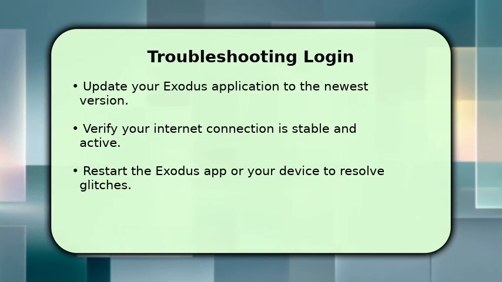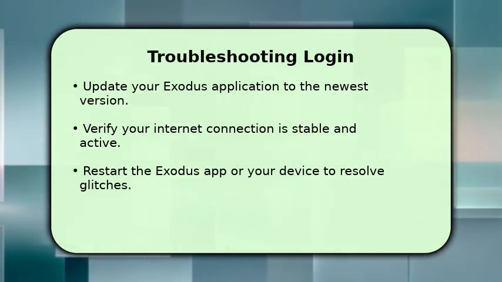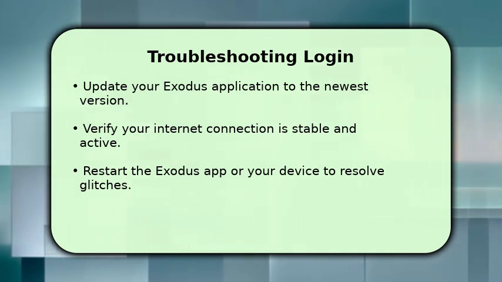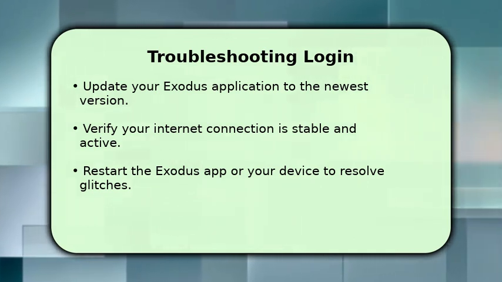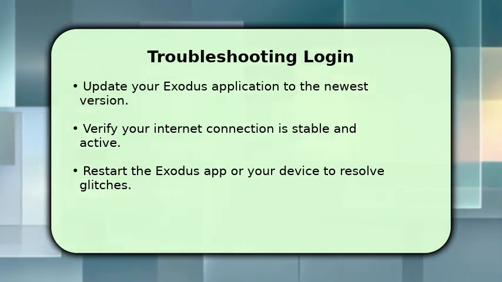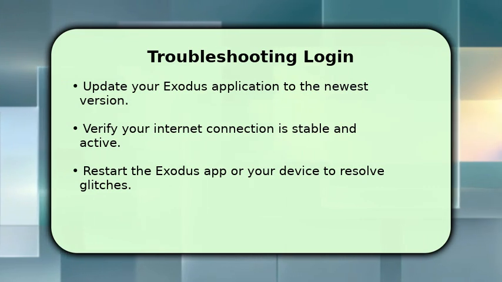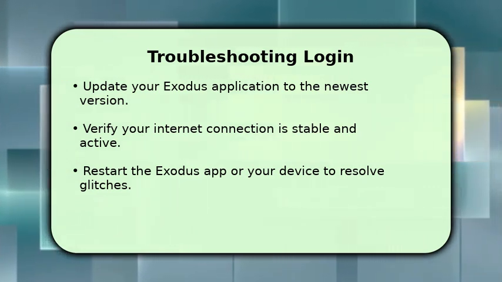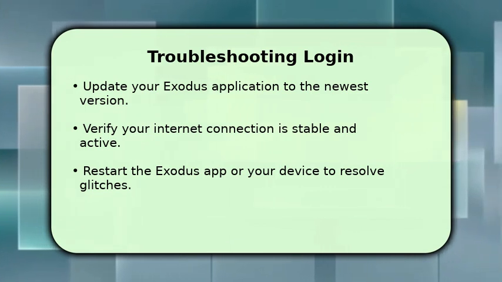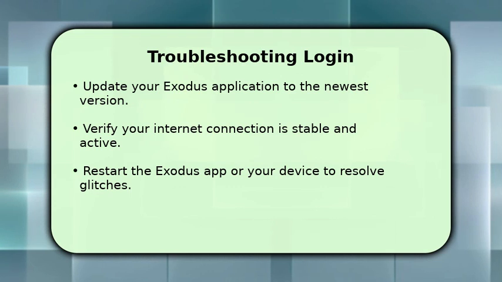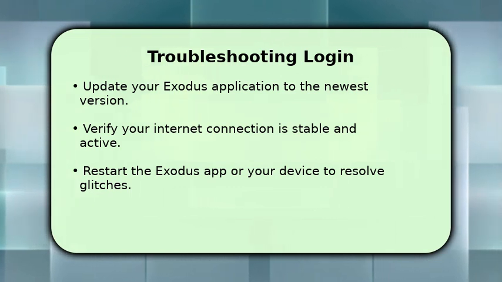Experiencing login issues? First, ensure your Exodus application is updated to the newest version. Outdated software can sometimes cause problems. Next, verify that your internet connection is stable and active. A poor connection can prevent the app from loading correctly. If problems persist, try restarting the Exodus app or even your entire computer or mobile device. These simple steps often resolve common login glitches.